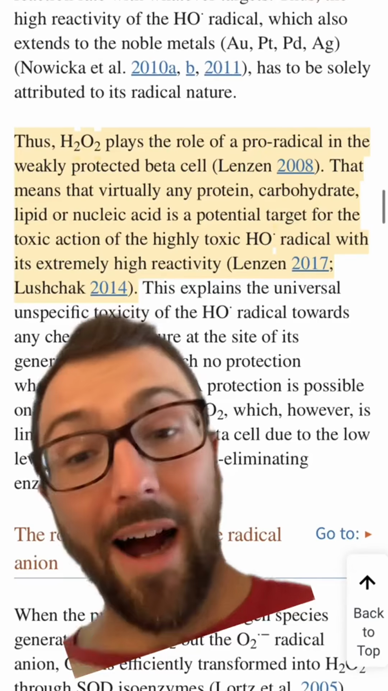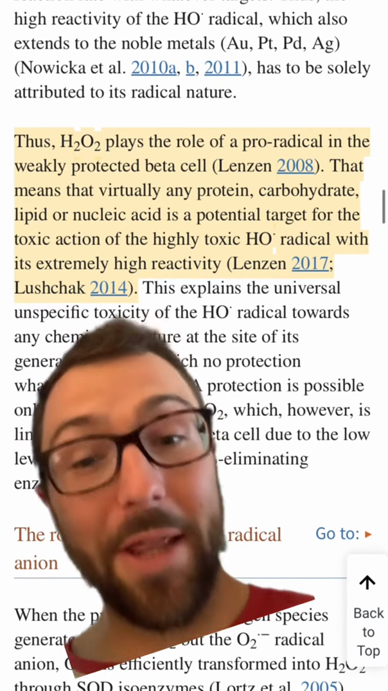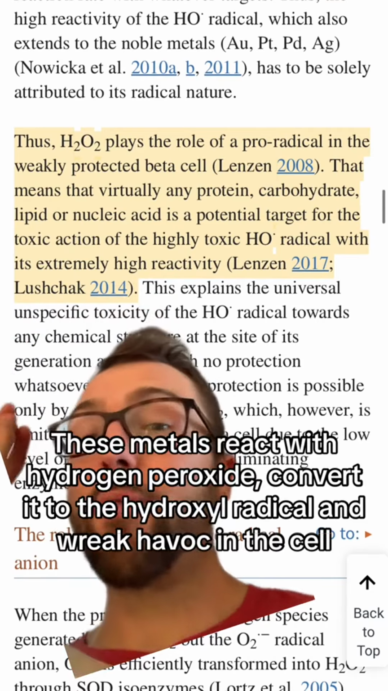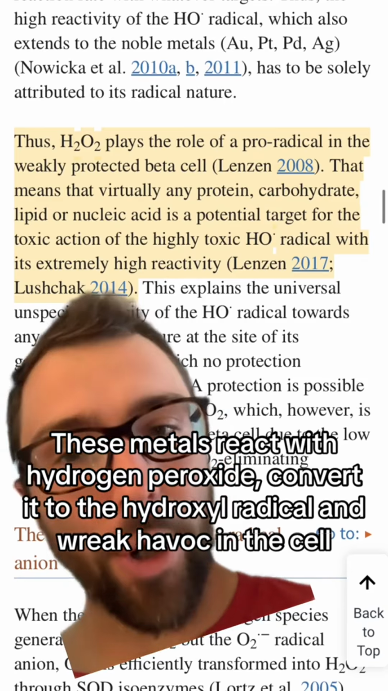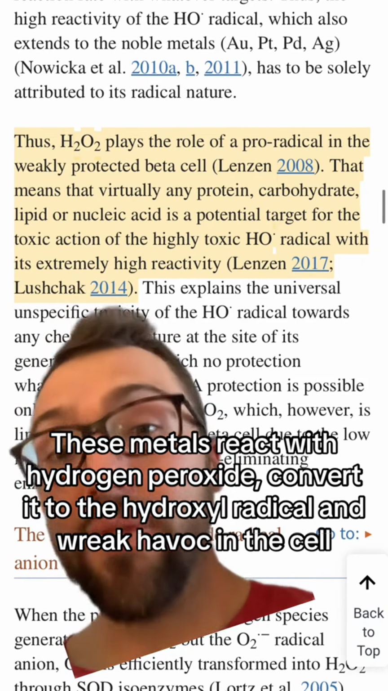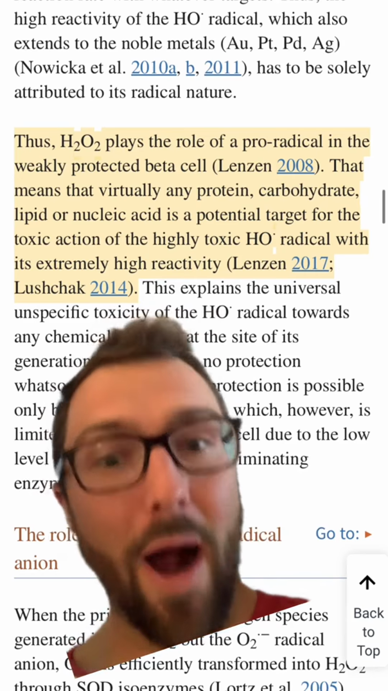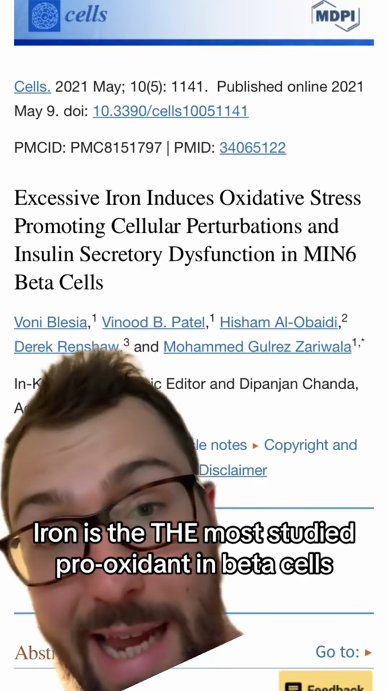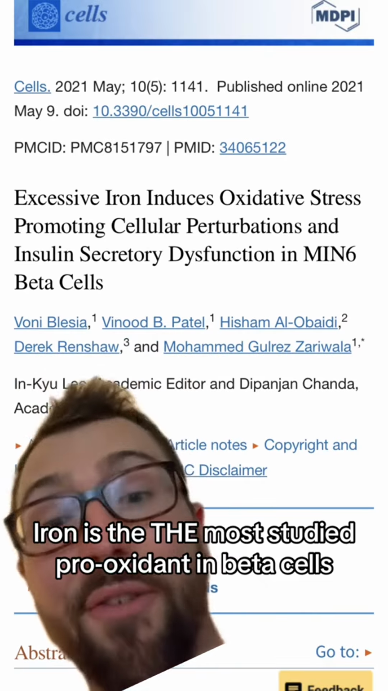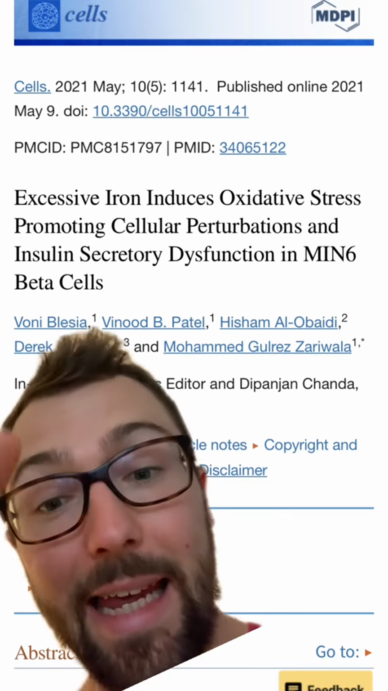And that reactive component in the cell is iron. Iron and other heavy metals turn hydrogen peroxide into a pro-radical in the weakly protected beta cells. That means that virtually any protein, carbohydrate, lipid, or nucleic acid is a potential target for the toxic action of the highly toxic hydroxyl radical byproduct of the hydrogen peroxide with the metal. Because we already know that iron has been shown to induce extensive oxidative stress affecting the cell stability and the ability to secrete insulin in beta cells.